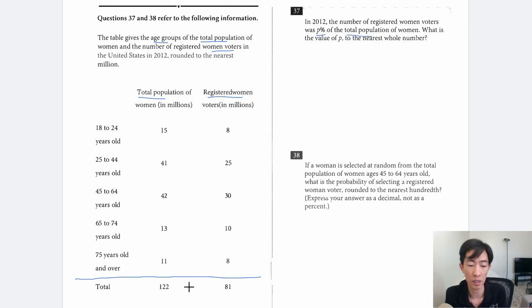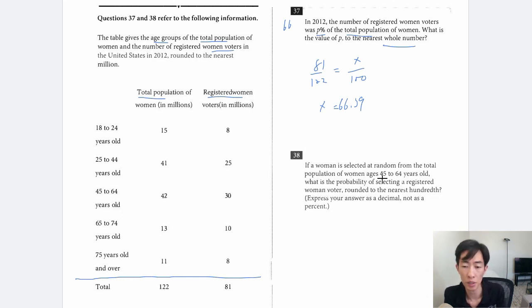The fact that they added this up for us makes it very easy. So we want to find what percent 81 is of 122, and I would just set up a simple proportion. That is x over 100, cross multiply, and you'll find that x is 66.39. If it says to the nearest whole number, round down, and so the answer is 66.